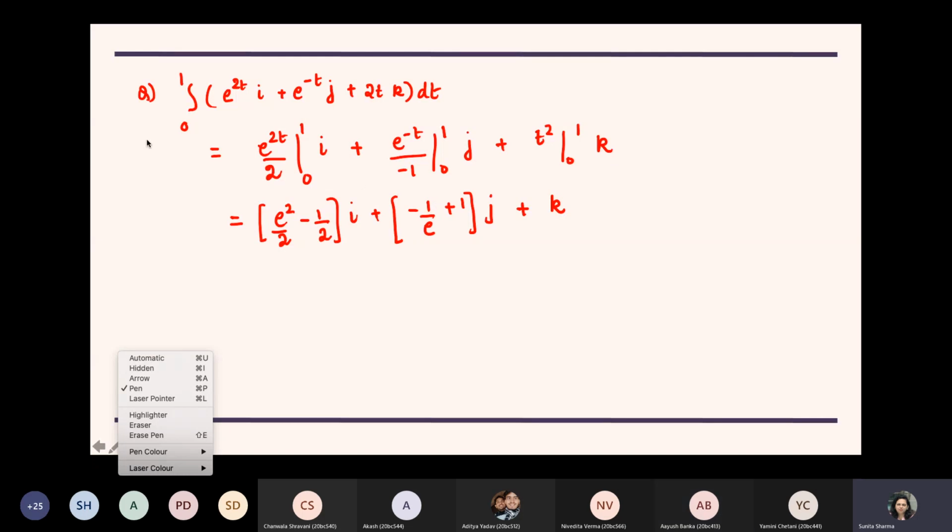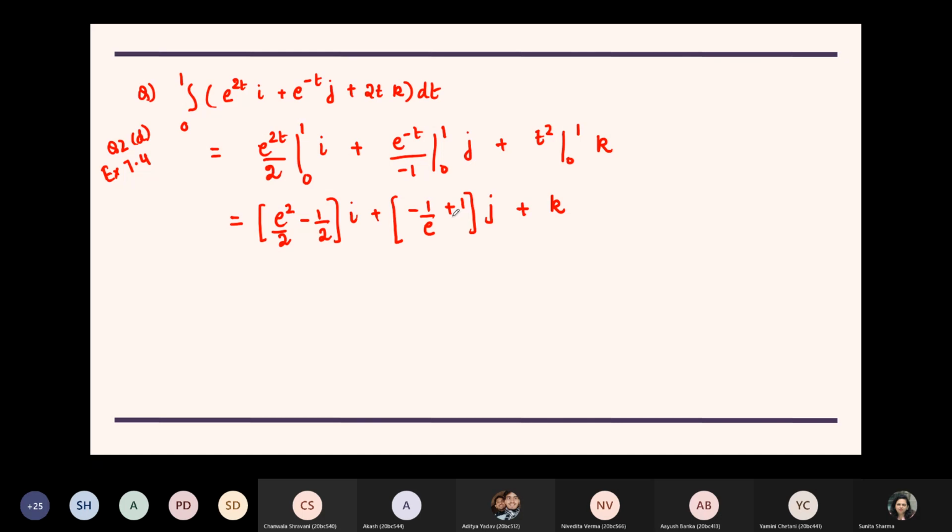This is question number 2, part D from Thukral sir's book, exercise 7.4. So just make a correction in the answer. According to sir's book, the answer is minus 1 for this also. So just check that. Okay.